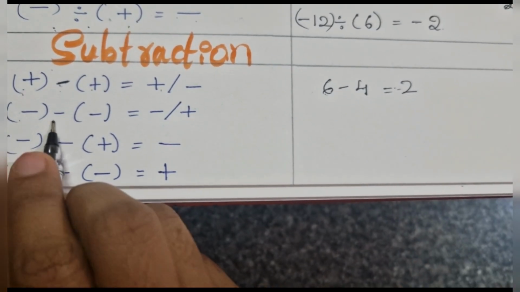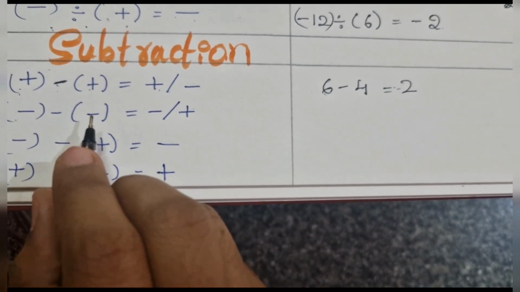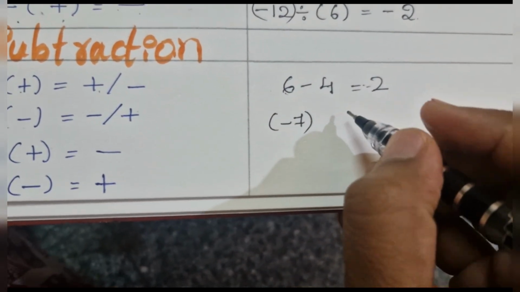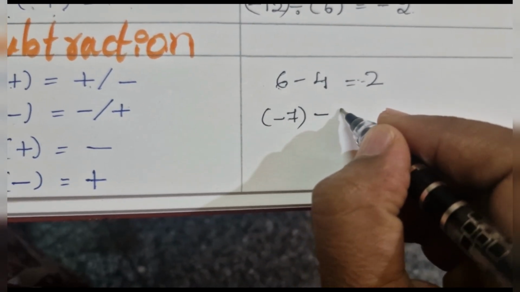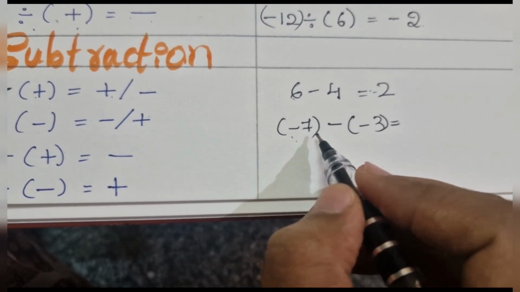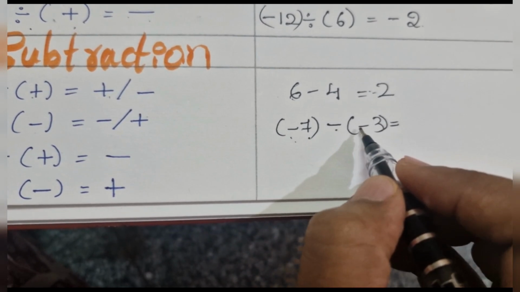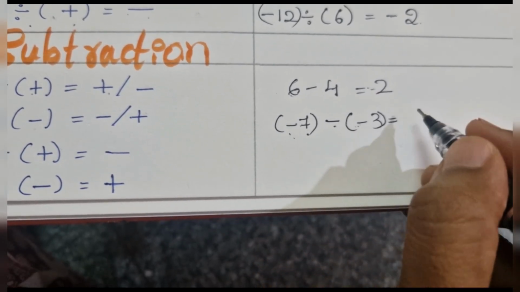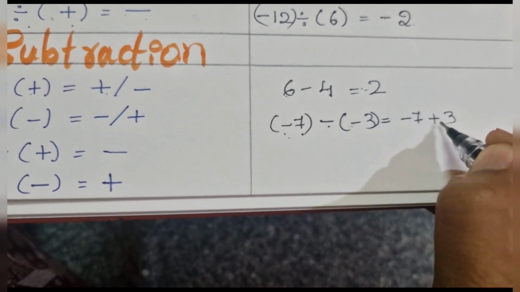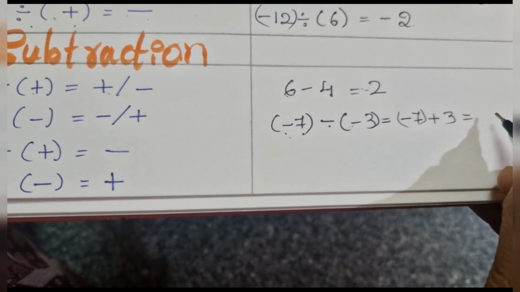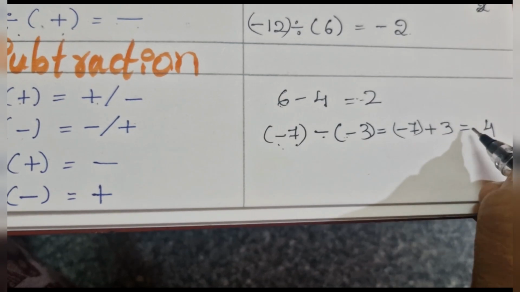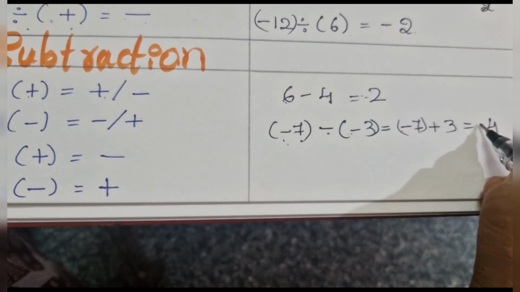Next, minus of minus. Now minus 7 minus 3 equals. Now see, minus 7. Minus into minus plus means minus 7, minus into minus plus 3. Now we do subtraction. 7 minus 3, 4. The greater number is 7. Their sign is minus.